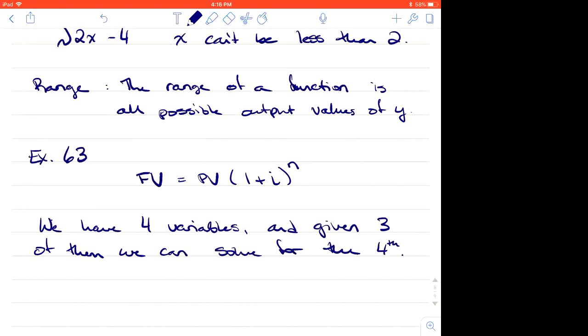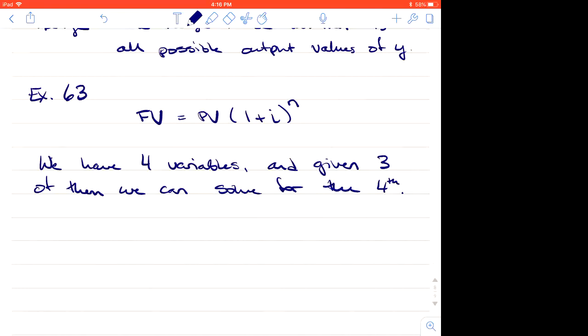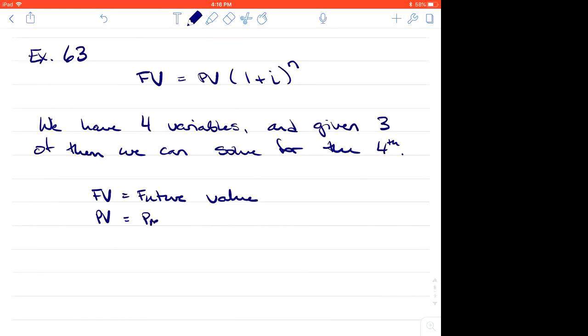Okay. And that's kind of how this course is going to go, right? I'll give you a formula like this, and then we talk about how do we solve for each of these, right? What tools do we need to solve for each of these 4 variables in this case? Okay. So here, the future value is, well, it's just the future value. Present value, PV.